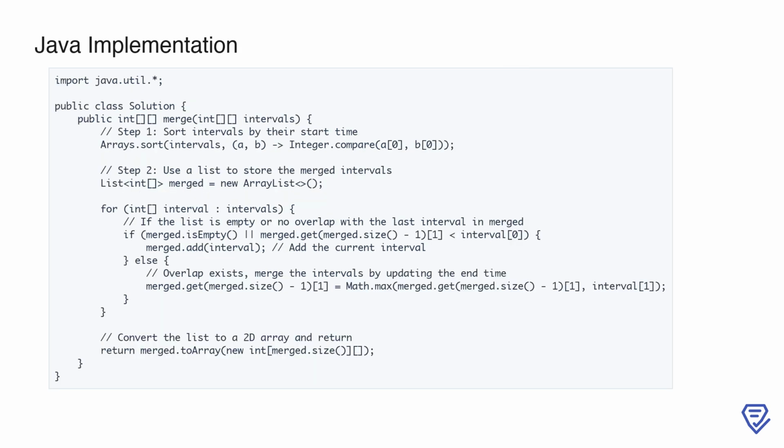This is the Java implementation of the merge intervals problem, following the same logic as the provided Python solution. The intervals are sorted by their start times, and overlapping intervals are merged by comparing their end times. Key differences include the use of Java's Arrays.sort for sorting and ArrayList for dynamic storage of merged intervals. The final result is converted back to a 2D array before returning to match the expected output format.